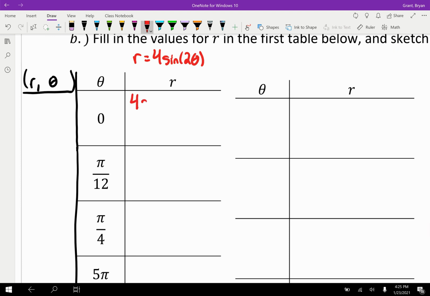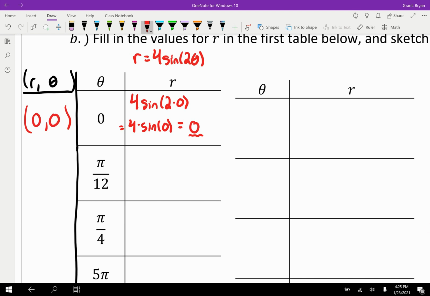We're going to do 4 sine of 2 times 0, which of course will simplify to 4 times sine of 0. Sine of 0 is 1, 4 times 1 is 4. Great. What point did we just find? We just found the point. Oh, no, sine of 0 is 0. Awkward. We just found the point 0, comma 0.